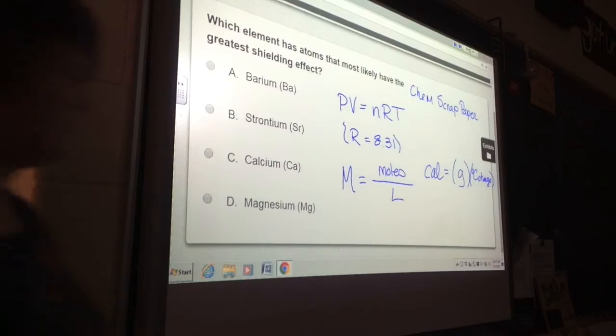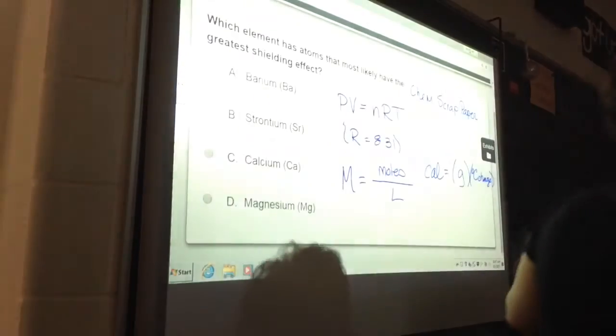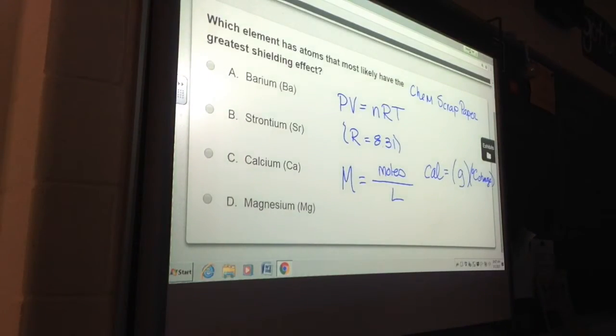Now, let me see yours. All right, we got train tracks, density, percent error, electron configurations, mole conversions, periodic trends, which is the periodic table, ideal gas law, molarity, calories. 9 items. Yes? 9 items on our chemistry scrap paper.